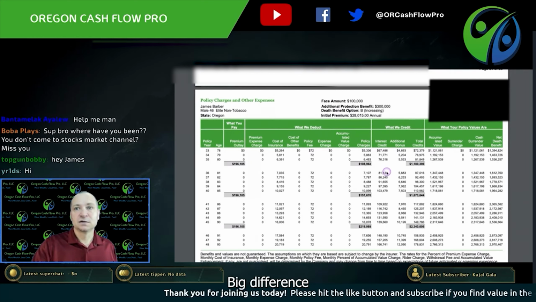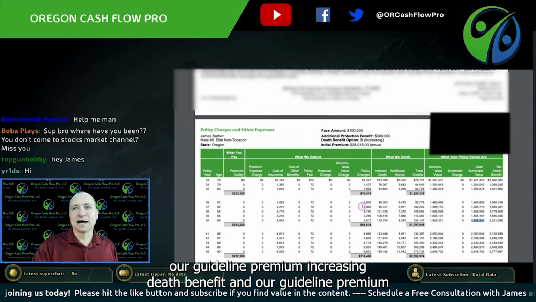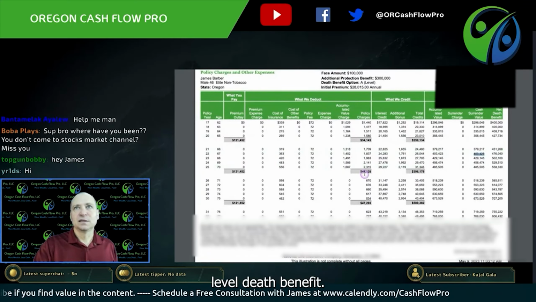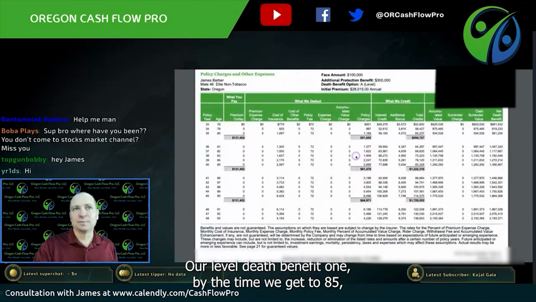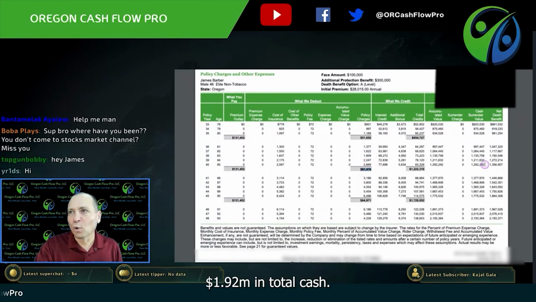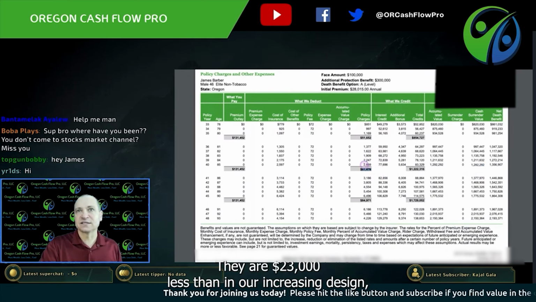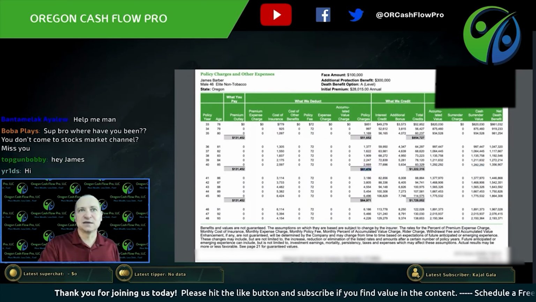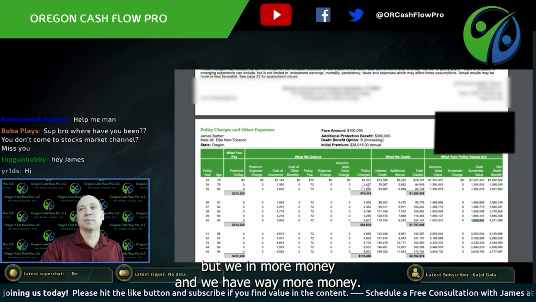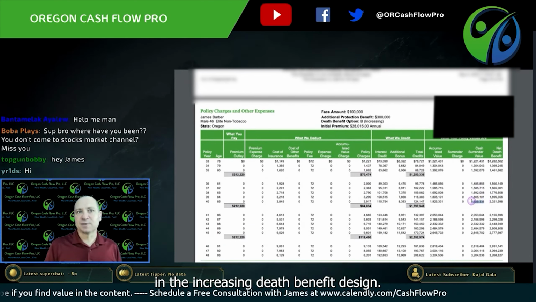Big difference in growth and what you can fund it at between our guideline premium increasing death benefit and our guideline premium level death benefit. Our level death benefit one, by the time we get to age 85, we're at $61,000 in total expenses, $1.92 million in total cash. So the expenses look good. They're $23,000 less than in our increasing design, but we put in more money and we have way more money. We have $700,000 more in the increasing death benefit design.